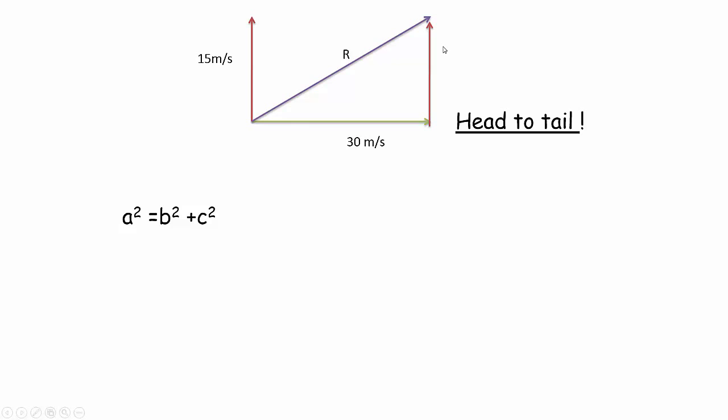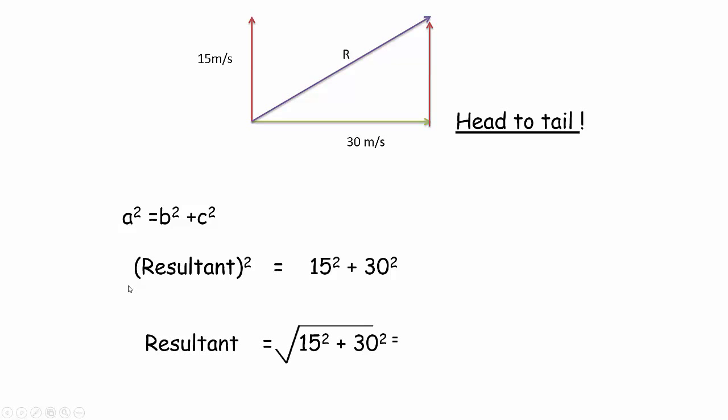Okay, we now just put the numbers in. So b squared plus c squared would be 30 squared plus 15 squared. That equals the resultant squared. It's important to remember that this is squared. If not, you may find you get an incorrect solution that's far too large. So 15 squared plus 30 squared equals the resultant squared. As such, the resultant equals the square root of 15 squared plus 30 squared. That is, in this example, 33.54 meters per second. We're not done yet.